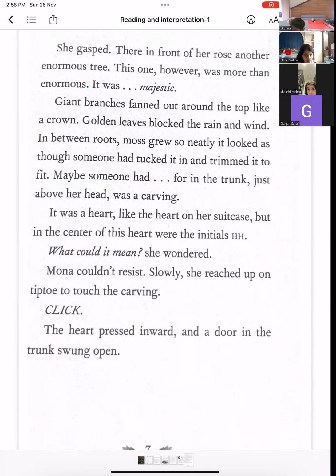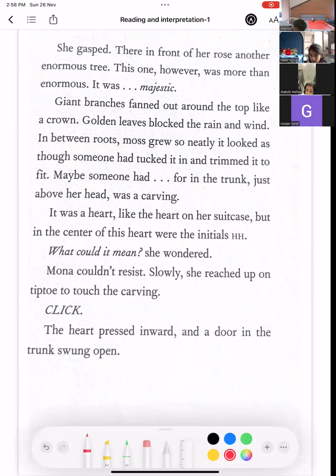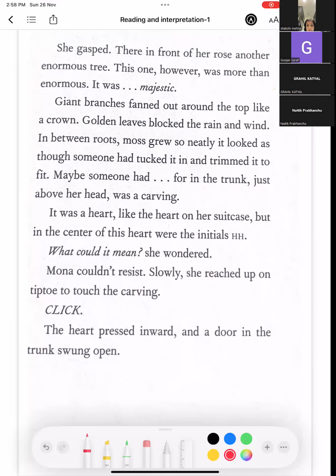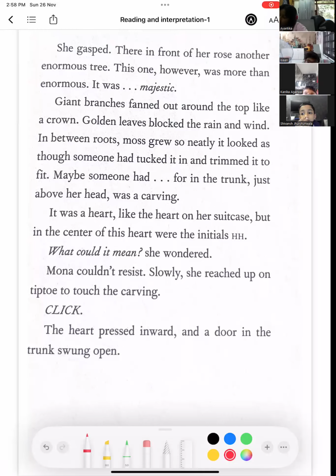The entire passage is written in which tense? I'll ask someone who was sleeping in my class. Ayantika, this passage is written in which tense? The whole passage? Past. How do you know it is written in past tense? Mostly all the words are in past.